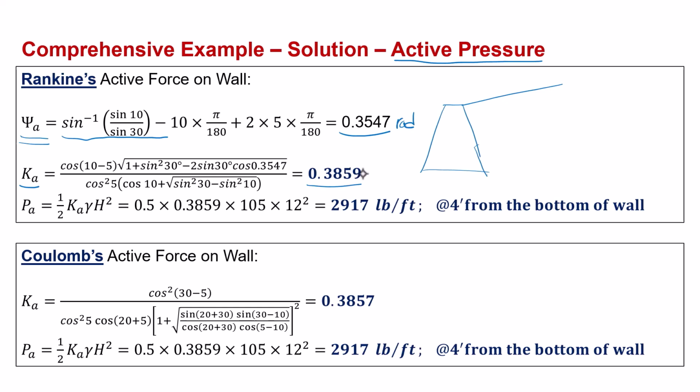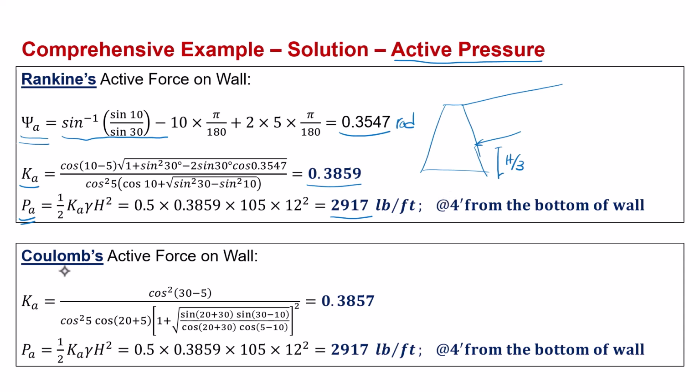0.3859. So this is the lateral coefficient Ka, and Pa would be half of Ka times gamma h squared, and if you find this, it would be 2917 pounds per foot, which means per length of the wall perpendicular to the surface, because this is a plane strain problem. And this would definitely be applied at 1/3 of the height of the wall from the bottom.